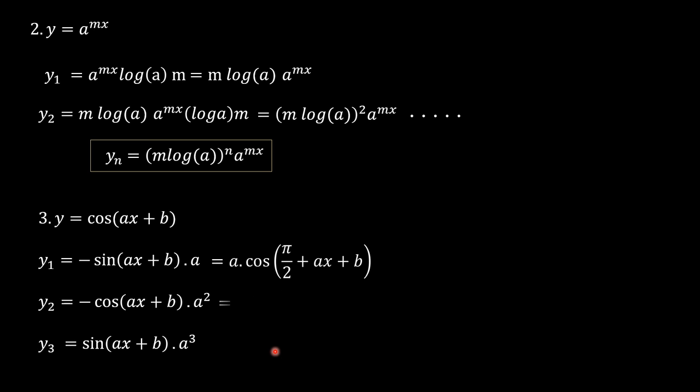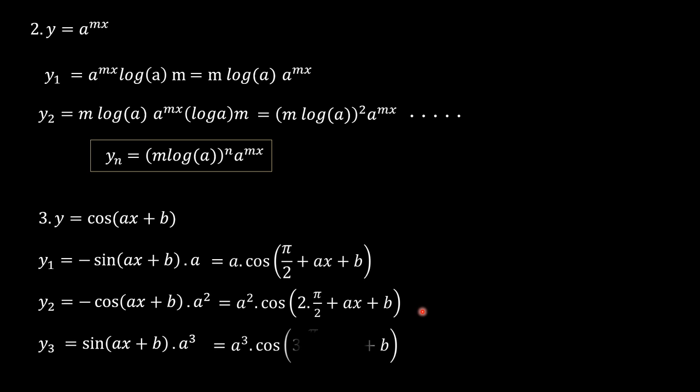Similarly, I can write the second order derivative over here as a square into cos of 2 pi by 2 plus ax plus b. What is cos of pi plus theta, students? Cos of pi plus theta is minus cos theta, right? So I can write minus cos of ax plus b as cos of 2 pi by 2 plus ax plus b. 2 pi by 2 is nothing but pi over here, right?